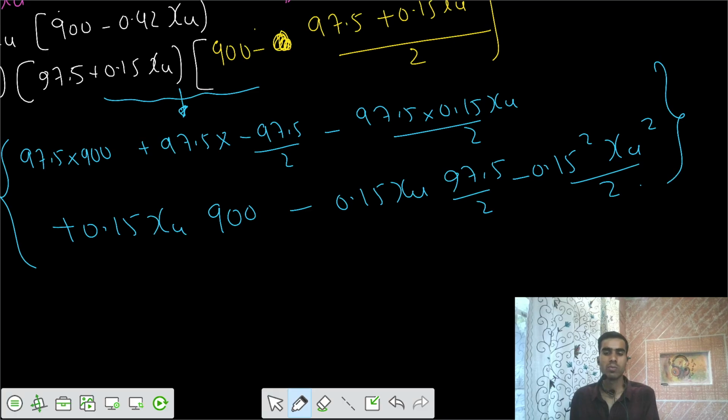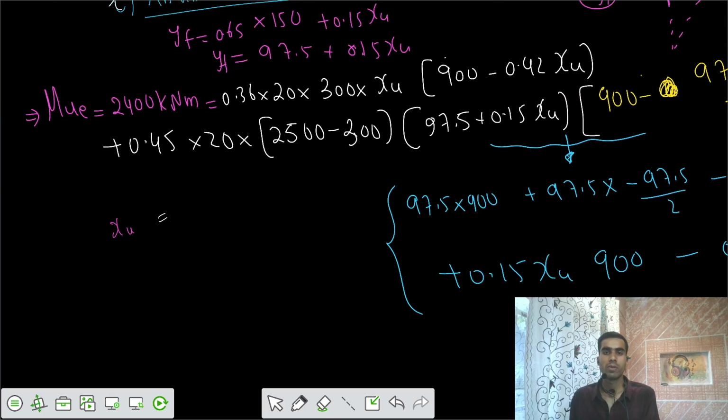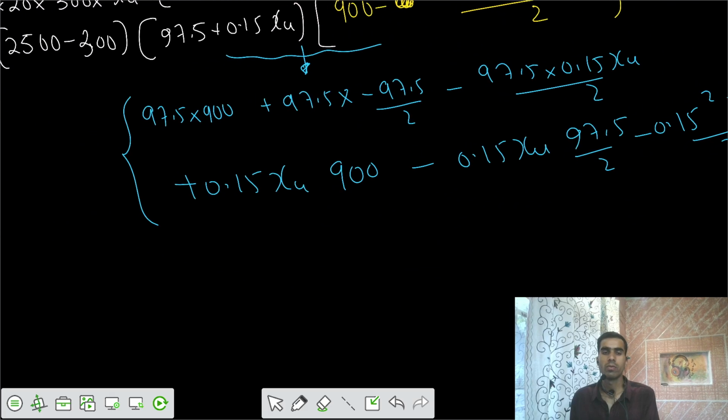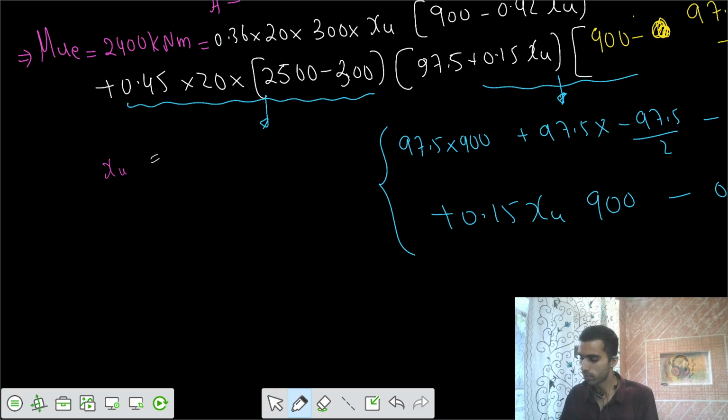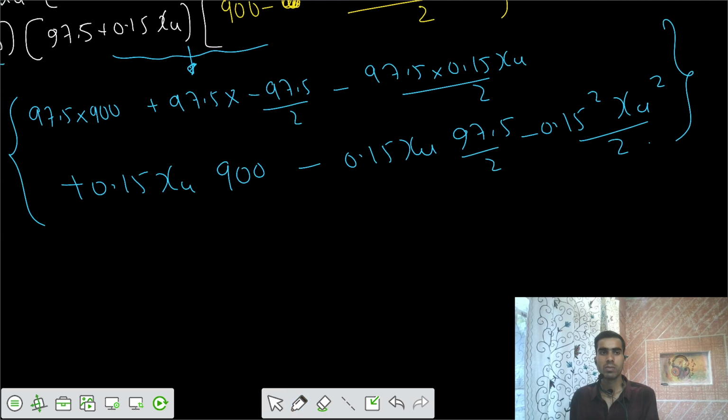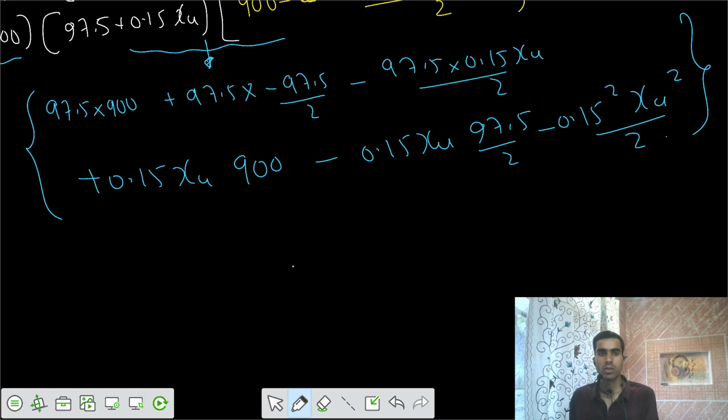Now we need to convert those into some values. Let's solve this part also. That's 0.45 FCK into 2200. We got this value as 19800. So this part is 19800 into this factor of 6 terms. We have these 6 terms, and the first constant value is, let's solve, 97.5 into 900, which is 87750.